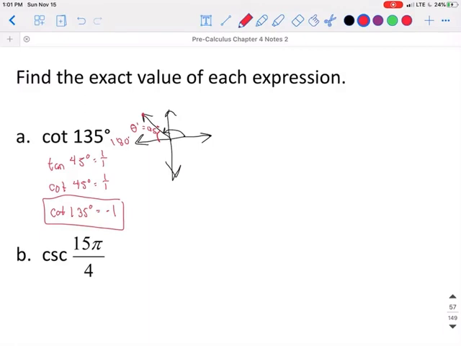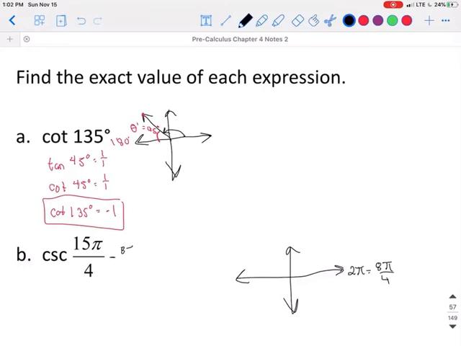If we look at cosecant of 15 pi over 4, a full circle, we said, is 2 pi. If we write that in terms of a denominator of 4, we would multiply the numerator and denominator by 4, and that would give us 8 pi over 4. So obviously 15 pi over 4 is more than one circle.